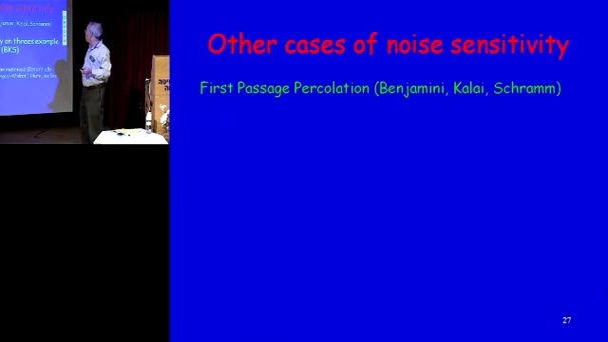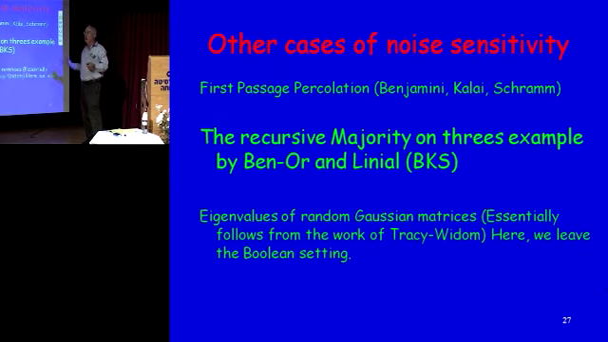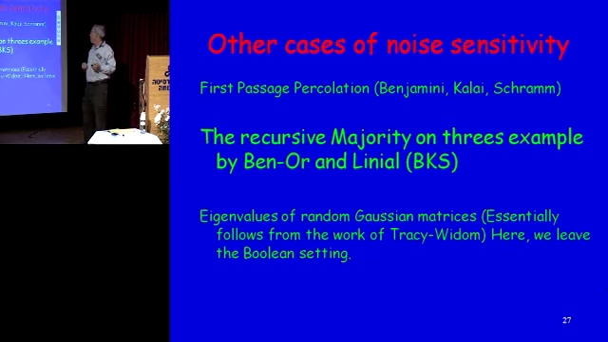One is related to a notion called first space equivalent, eigenvalues of random matrices. But an important example where you have extreme sensitivity to noise is the majority on 3's example by Ben or Lineal. So here, in this example, you have very strong noise sensitivity.